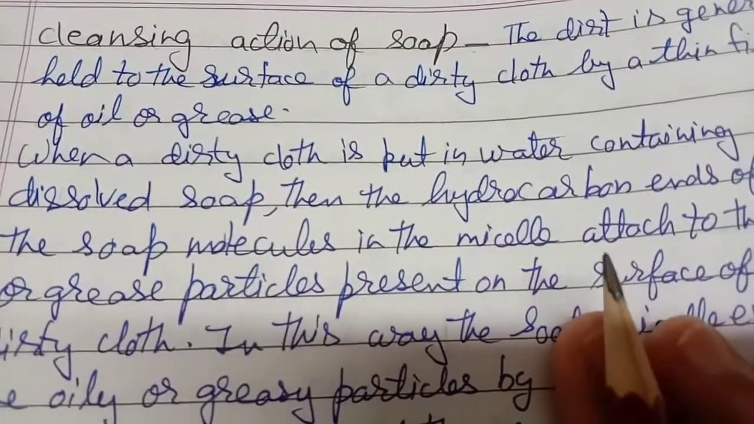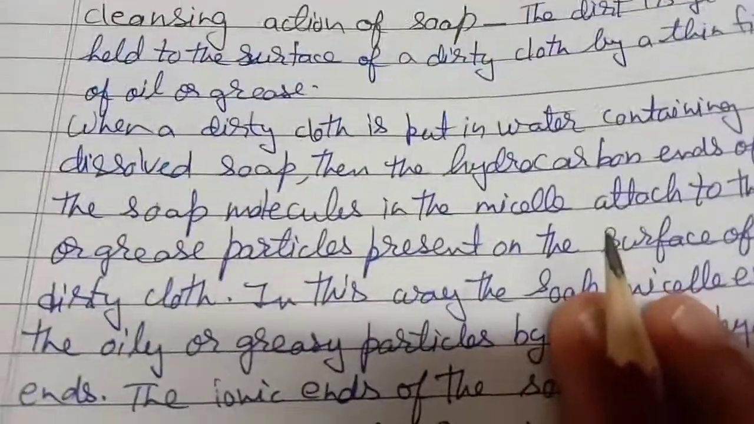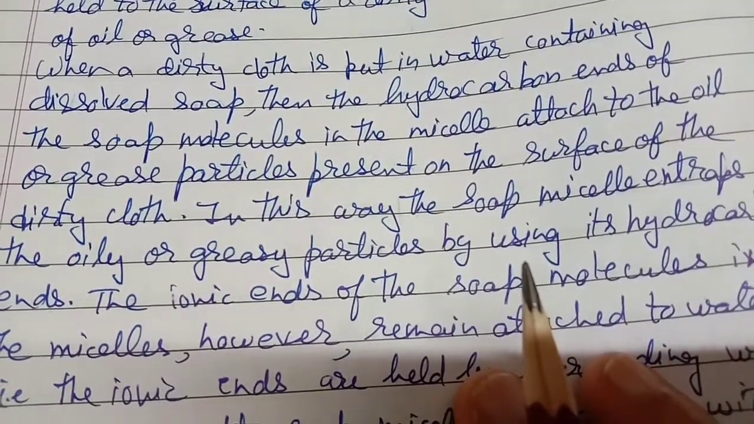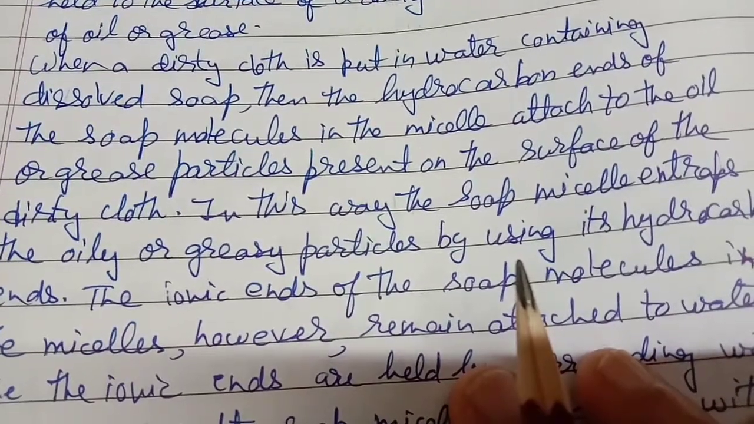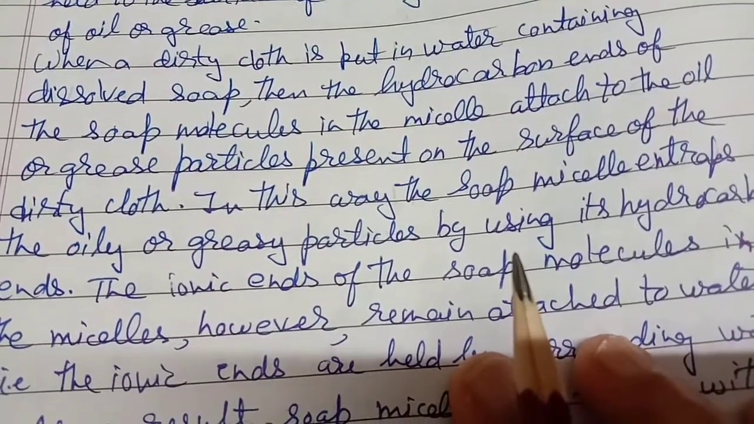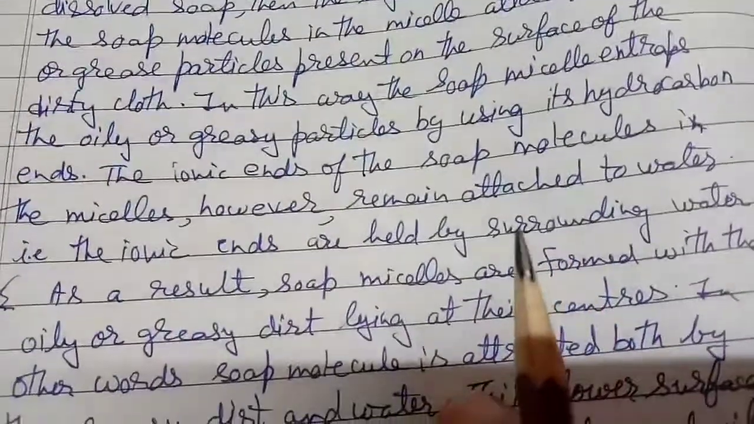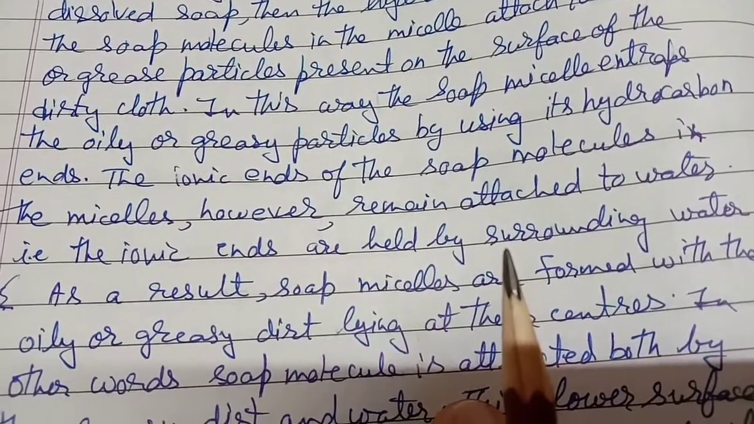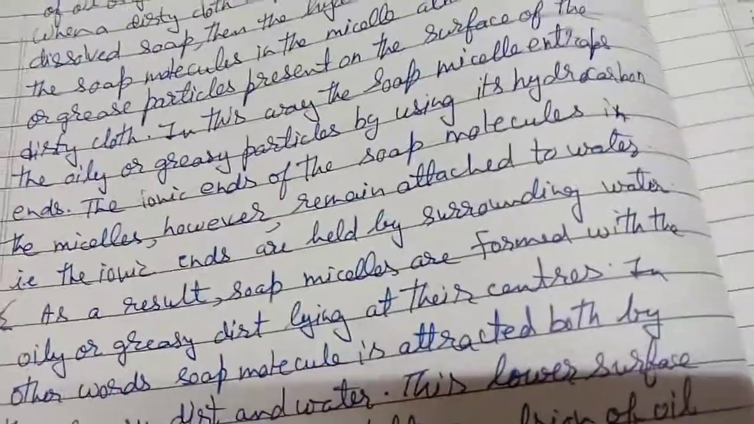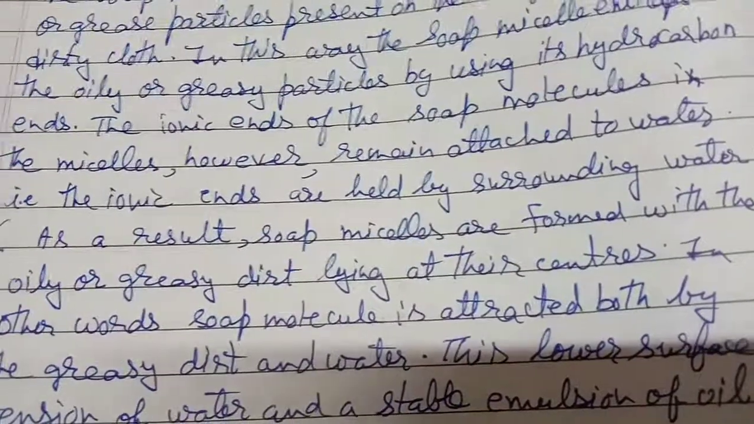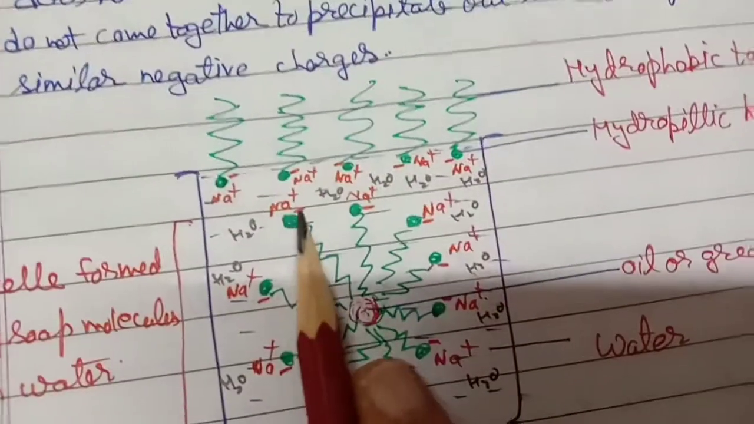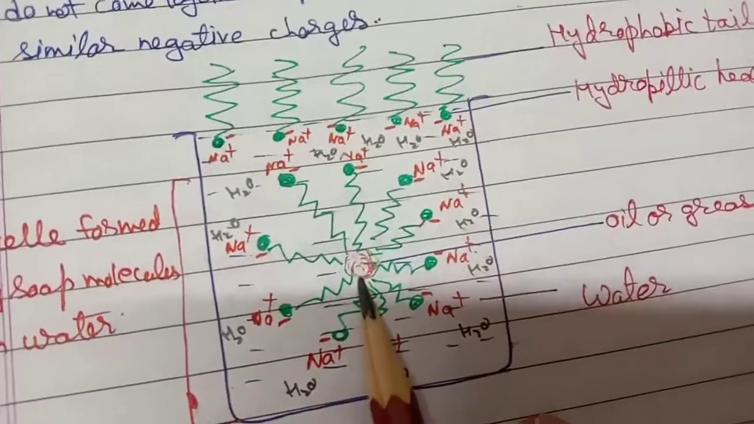The dirt is generally held to the surface of a dirty cloth by a thin film of oil or grease. When a dirty cloth is put in water containing dissolved soap, then the hydrocarbon ends of the soap molecule in the micelle attach to the oil or grease particles present on the surface of the dirty cloth. In this way, the soap micelles entrap the oily or greasy particles by using their hydrocarbon ends. The ionic ends of the soap molecules in the micelles, however, remain attached to water. As I just told you, the head will remain attached to water, and the tails will attach to the oily dirt.